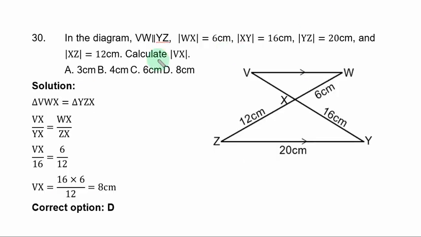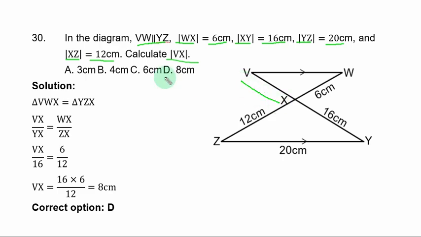Question 30. In the diagram, VW is parallel to YZ, side YW is 6 cm, side SY is 16 cm, side YZ is 20 cm, and side SZ is 12 cm. Calculate VS. That is this side now.